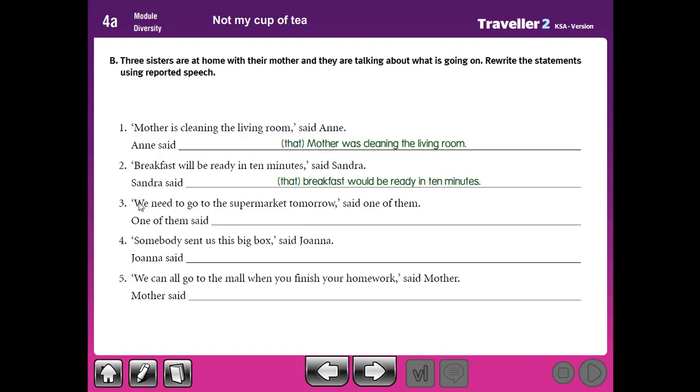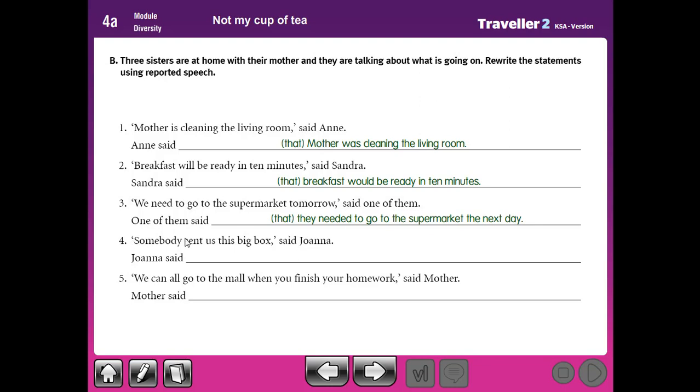The next one is to change the pronouns. We change we into they because we are talking about them, right? So we say they. Need, present simple, into past simple: needed. So they needed. Say one of them said. You can use they or not. It's up to you. They needed to go to the supermarket tomorrow. We change tomorrow, this adverb of time. We change it to the following day or the next day.